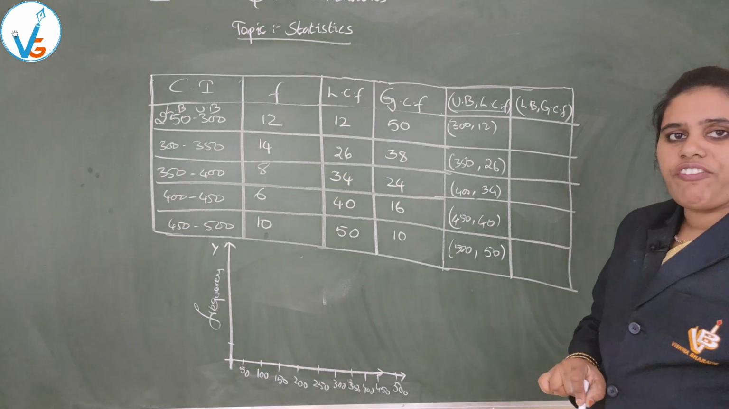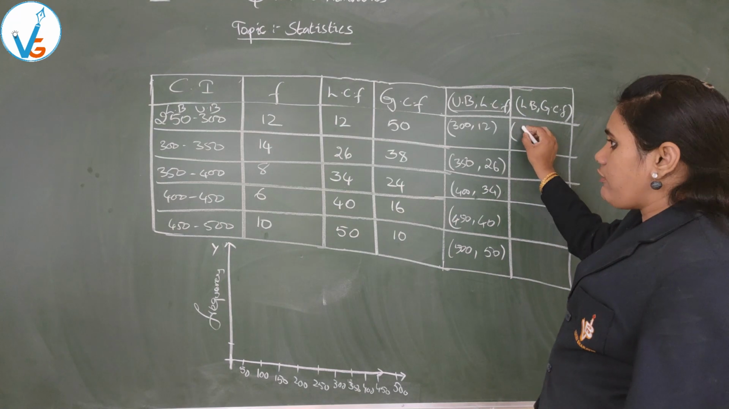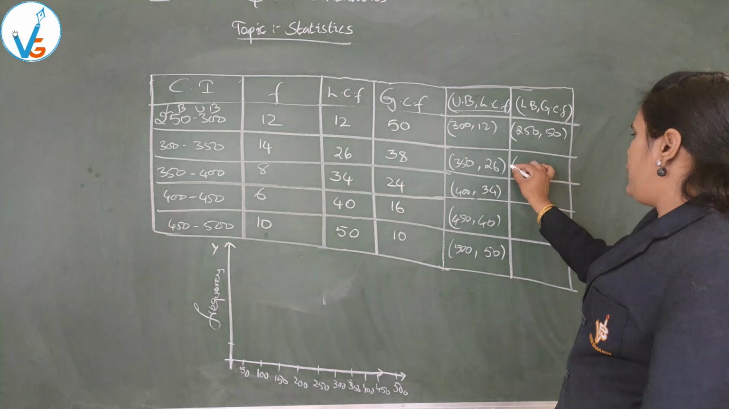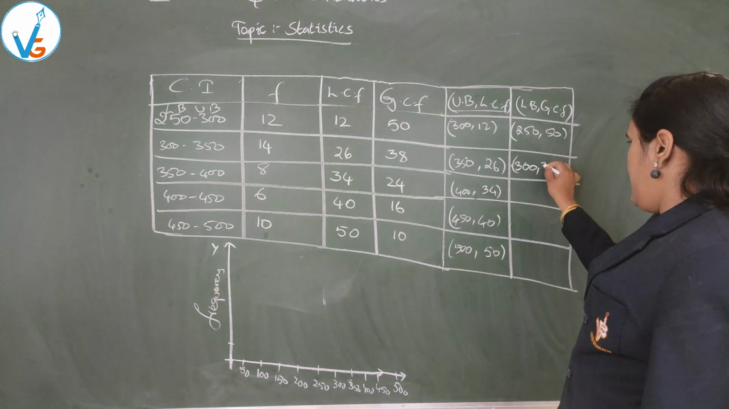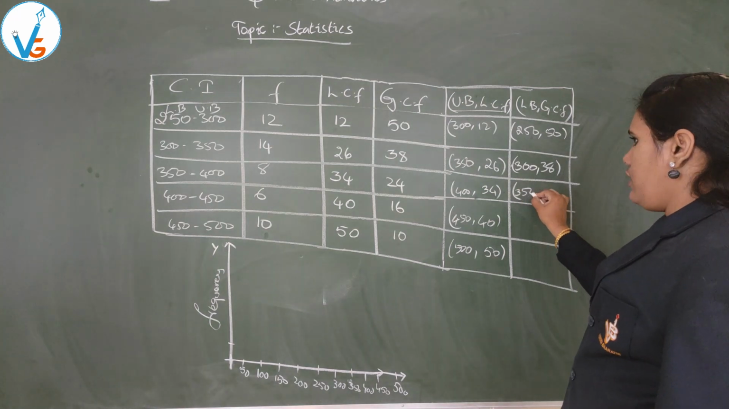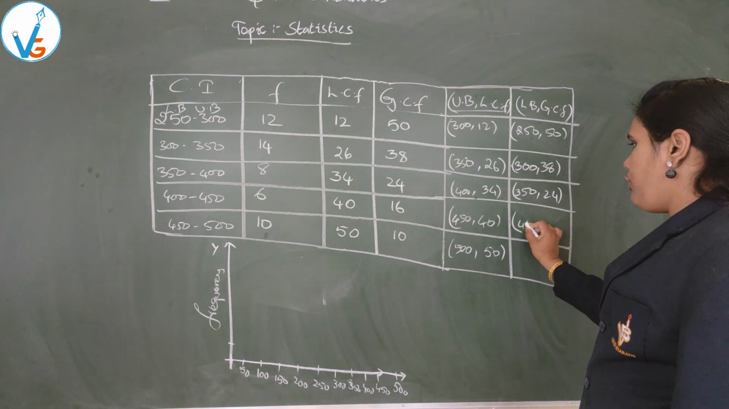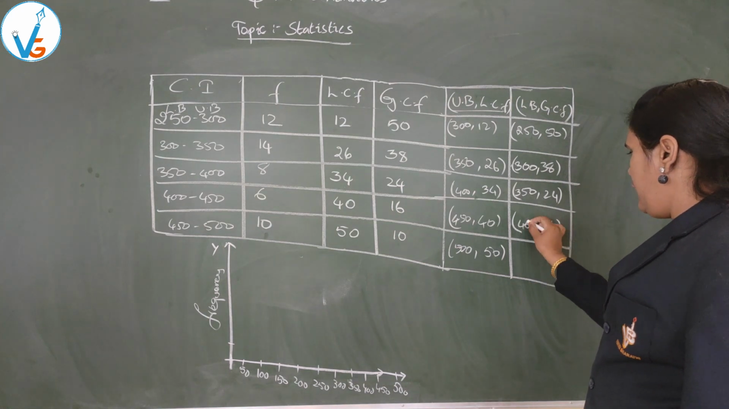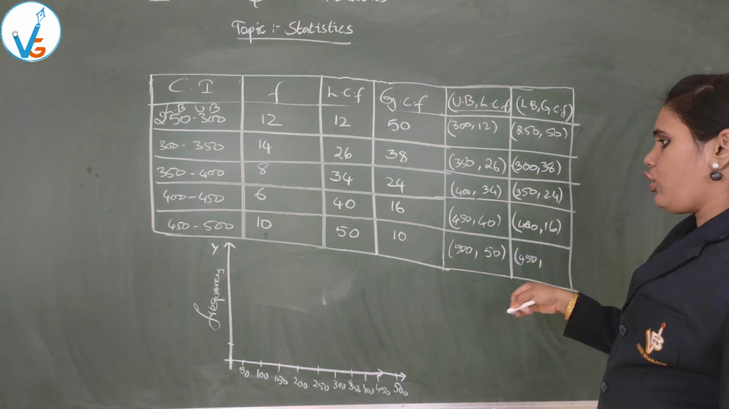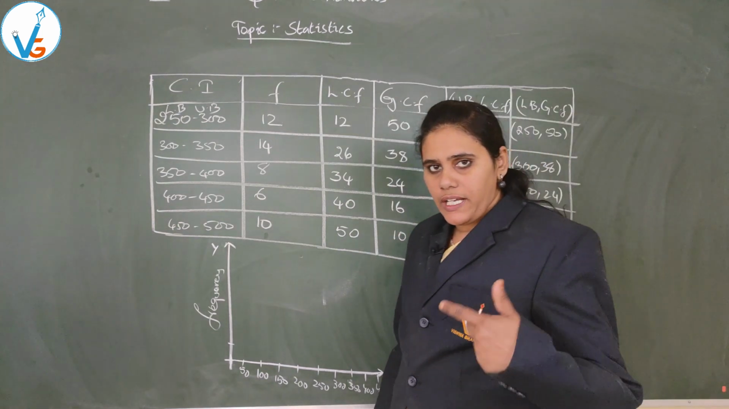Okay, now we will find the next, lower boundary and GCF. Now you see here what is our lower boundary? 250, 250 comma 50. Next 300 comma 38, the next one is 350 comma 24, the next one is 400 comma 16, and the next one is 450 comma 10. Okay, now shall we draw the graph of it?